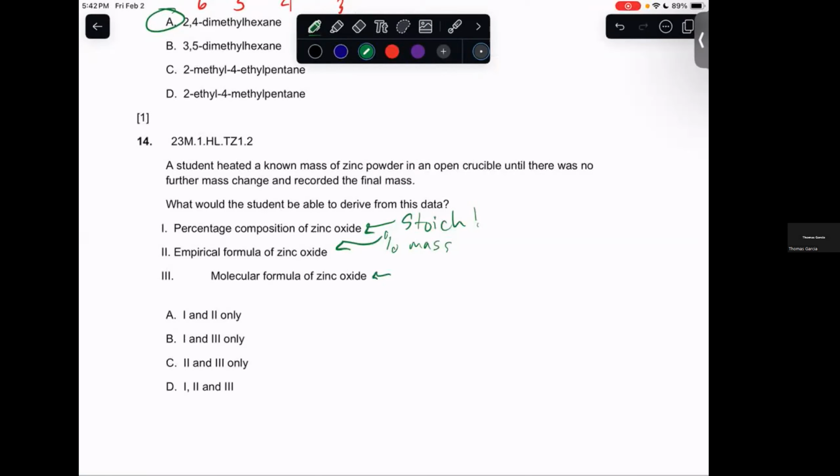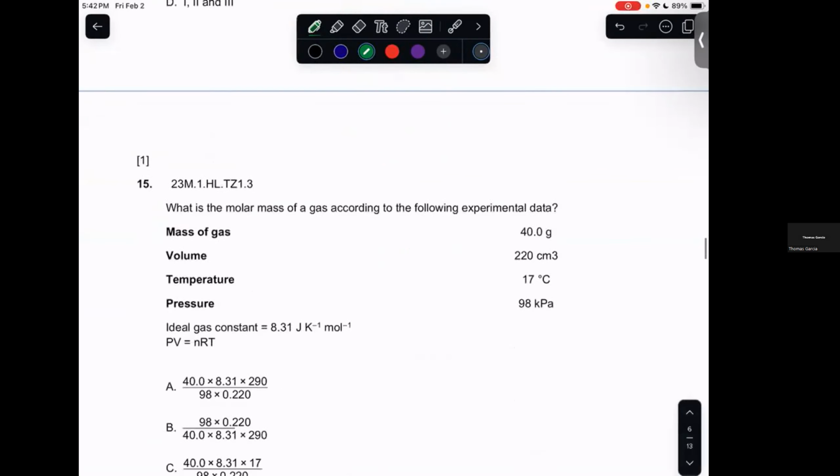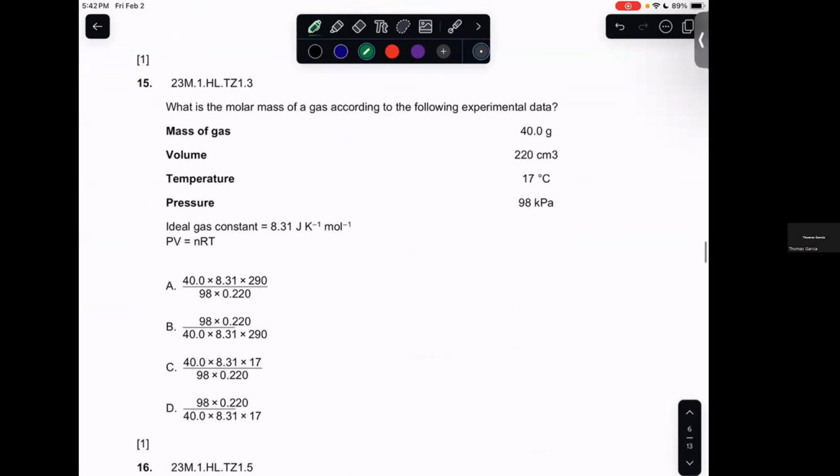But molecular formula is a bit weird because if we had Zn2O, that would be the same percent as Zn4O2. Those would be the same mass percent. So we need something else. What we actually need is the molar mass or the relative molecular mass. So we can't find that one, but we can do 1 and 2A. Moving on to 15.